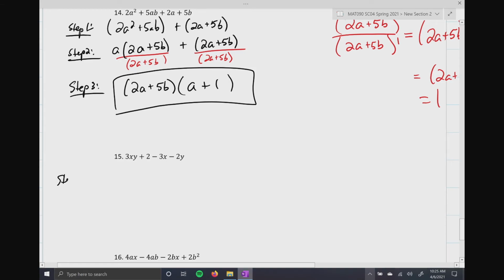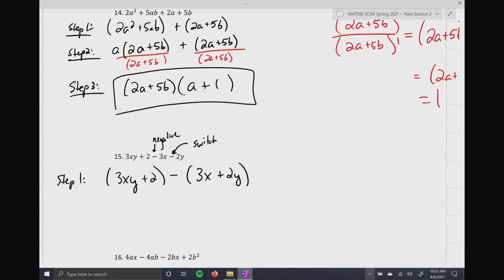Step 1. Let's do our grouping. 3xy plus 2 minus 3xy, or I'm sorry, 3x plus 2y. Remember, that middle sign is negative, so that last sign has to switch. So it was negative at the start of the problem. When I create my grouping, it has to be positive. Okay? How are we looking so far?